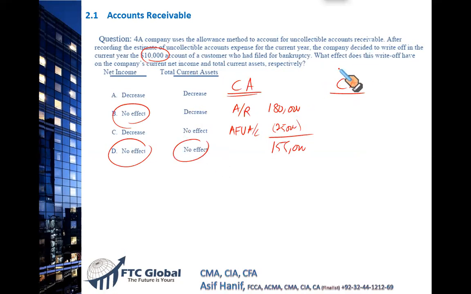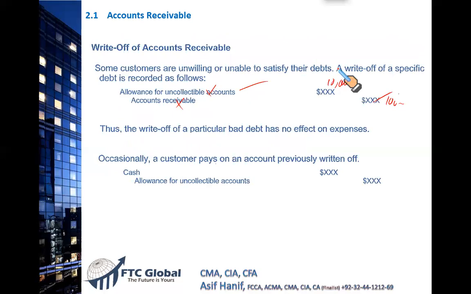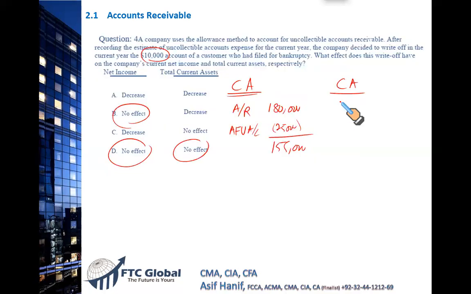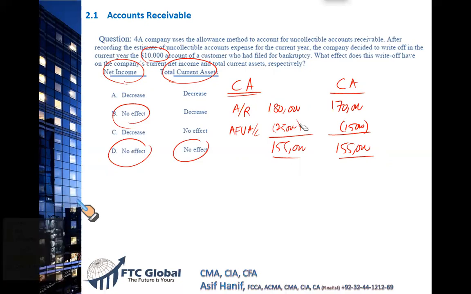When you write off a bad debt, the entry we make is debit the bad debt allowance. Look at this. This is the debit to allowance and credit to account receivable, which means when the allowance is debited, which is already a credit, the balance will reduce from 25 to 15. And when an account receivable is credited, the account receivable will reduce by 10. It's going to be 170. Now, if you deduct 170 less 15, you will still have 155,000. Right? So you can see that there is no net impact on the current assets, no impact on the net income. Same will happen if a bad debt is recovered. No impact on net income and no impact on your current assets.